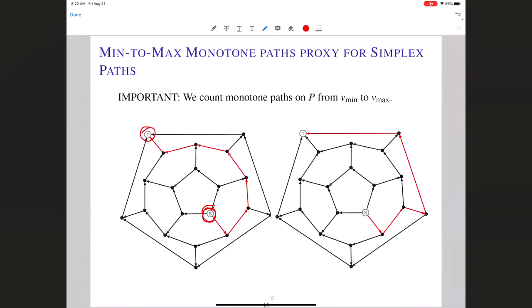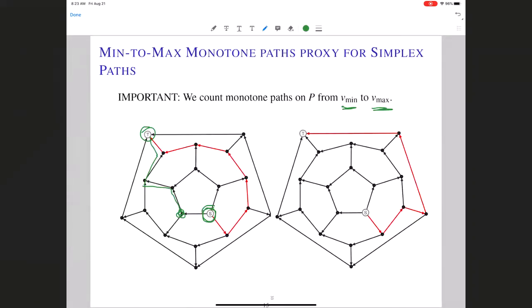Because there are monotone paths that don't go from the minimum to the maximum. For example, I can start here and I can go like this. This is another monotone path, but that's a monotone path that starts in a different vertex. So I'm going to try to count monotone paths from the beginning to the end. And this is not a big loss of generality, because I can always complete a path to be starting at the beginning and ending at the end. So remember, the beginning is the minimum value and the end is the maximum value of the objective function.